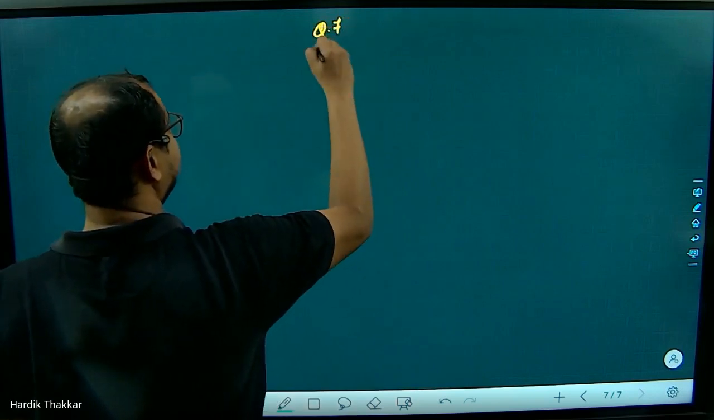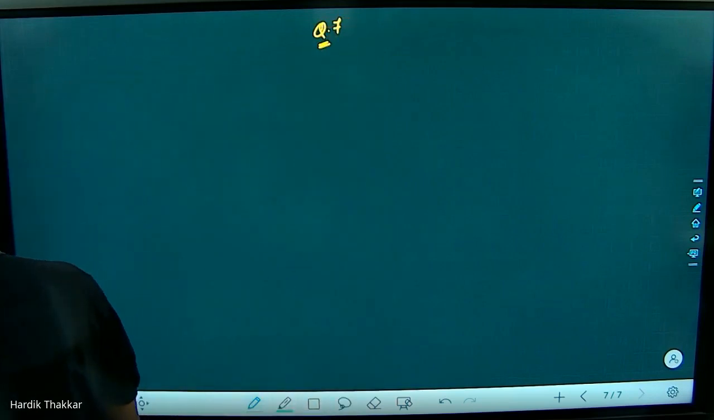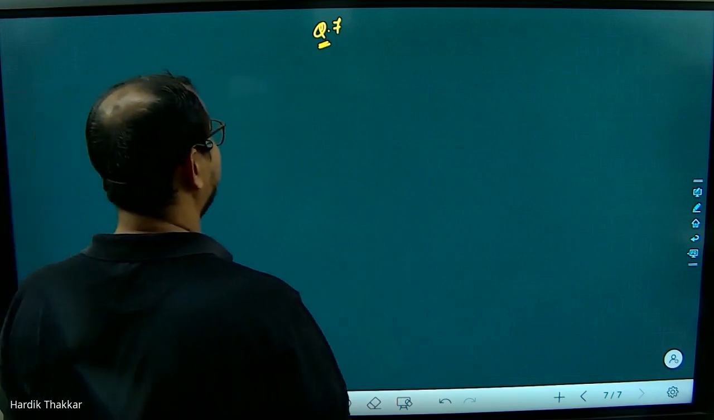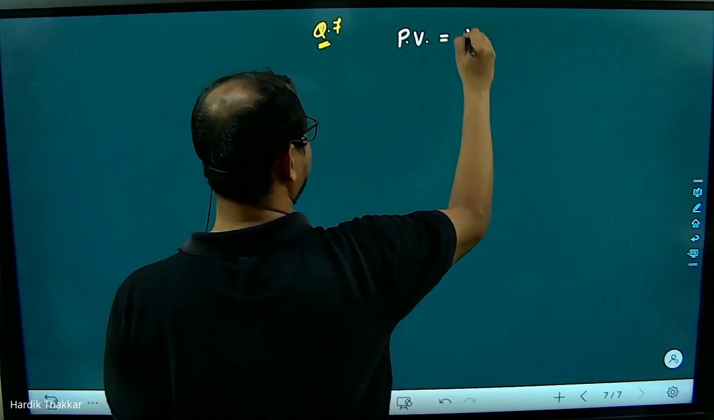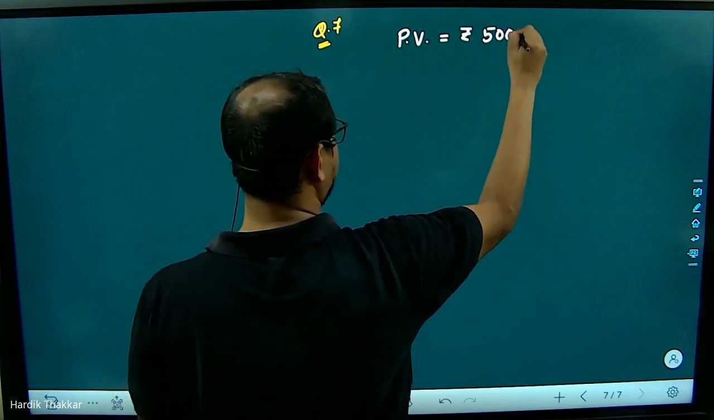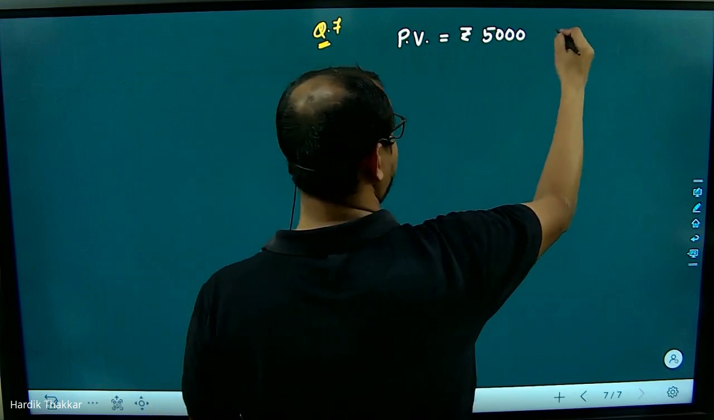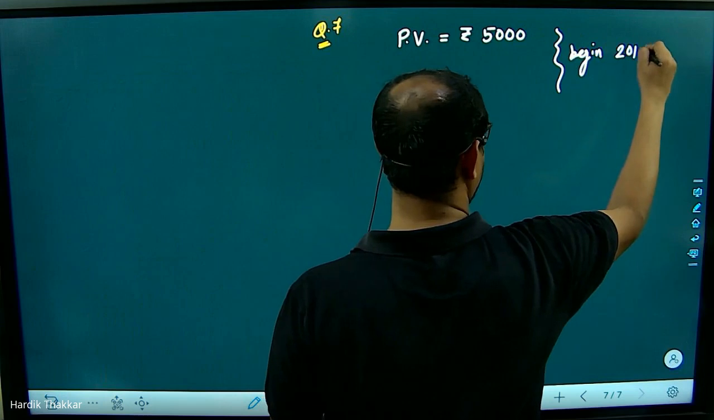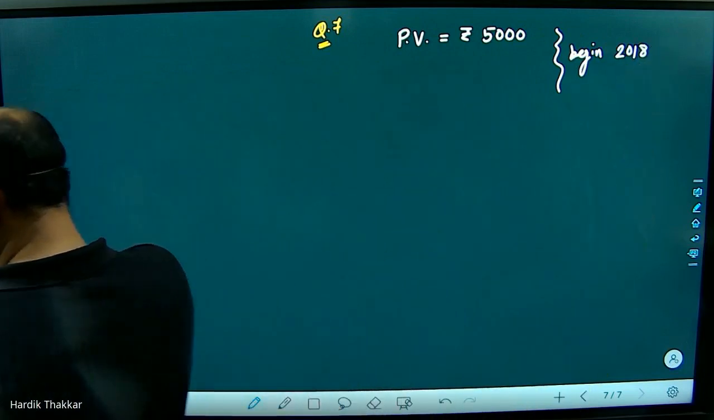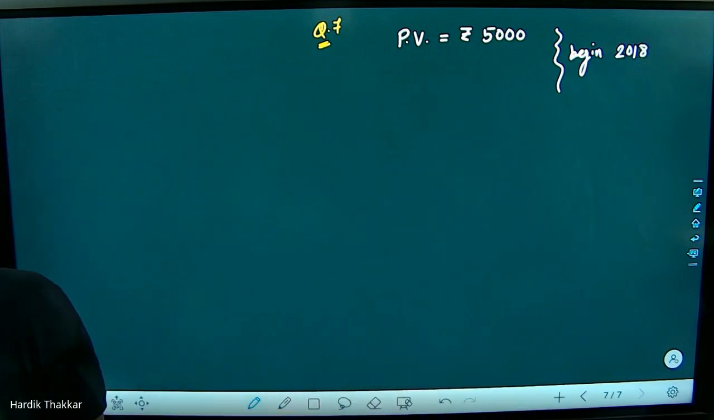Question number 7. Question number 7 में क्या लिखा हुआ है? Mr. Mohan invested rupees 5,000 in a fund at the beginning of 2018. So the present value he invested is rupees 5,000. Okay. At the beginning of 2018. Okay. Further, by the end of 2018, his investment was worth rupees 9,000.